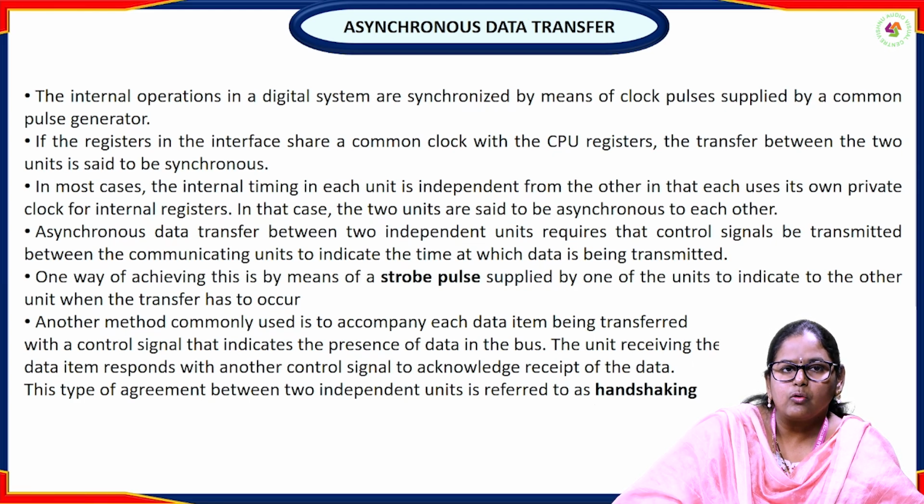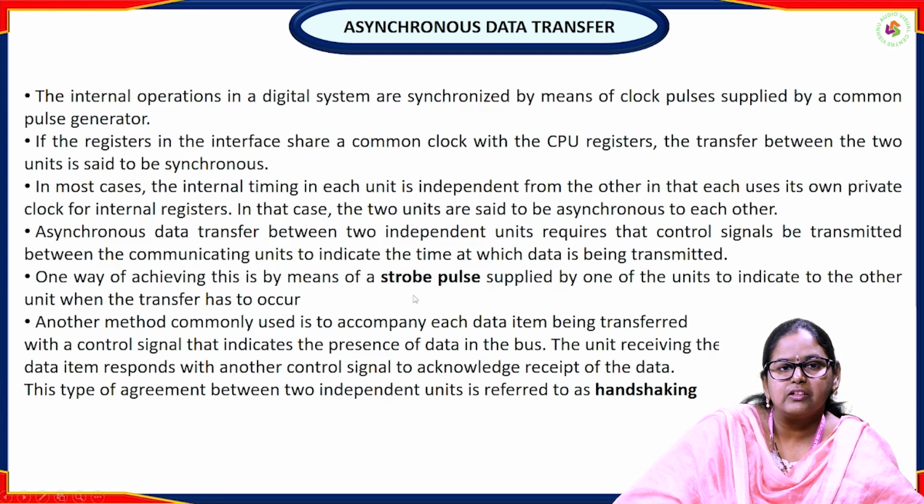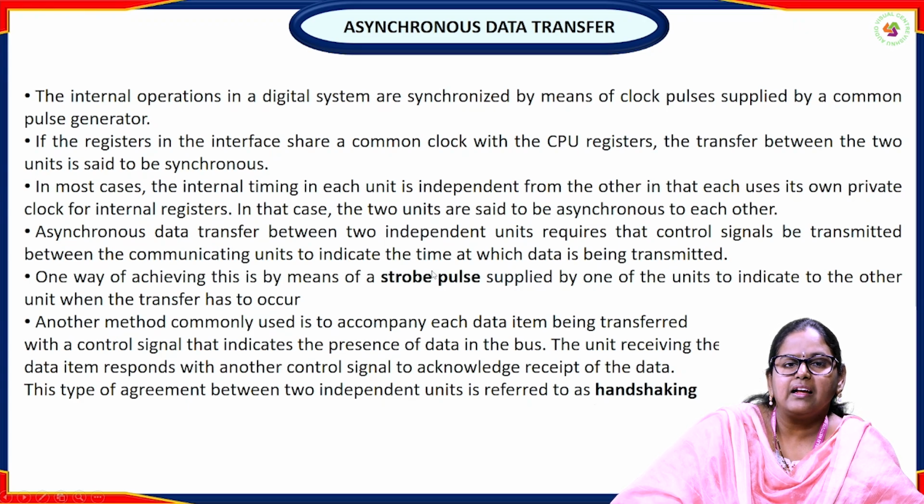The strobe pulse is a control signal issued by any one of the units. It may be the source or it may be the destination. This strobe pulse indicates when the transfer has to occur. And in the handshaking process, data transfers from source to destination, and the destination unit sends an acknowledgement to the source unit that it has received the data.